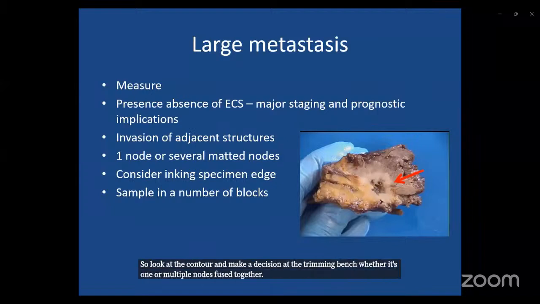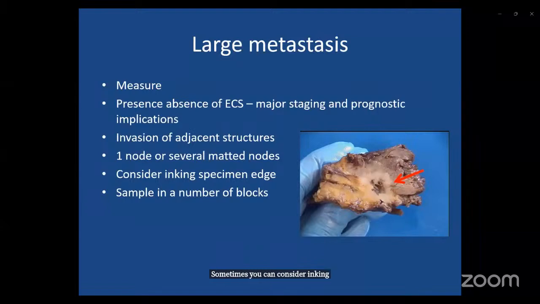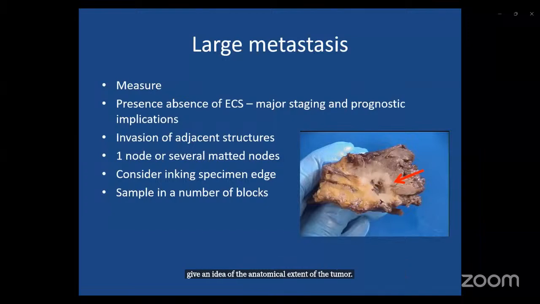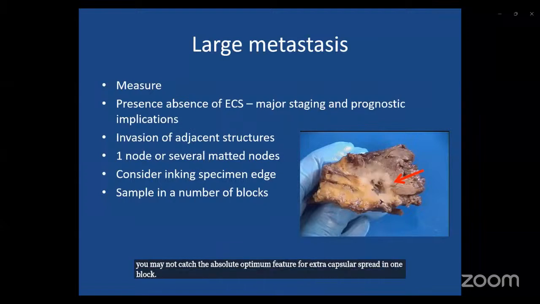Sometimes you can consider inking a specimen edge. There's no margins as such in a neck dissection, but it can give an idea of the anatomical extent of the tumour. And for these larger deposits, you should always sample in a number of blocks, because you may not catch the absolute optimum feature for extracapsular spread in one block. It may need to be a decision you make over a few blocks.